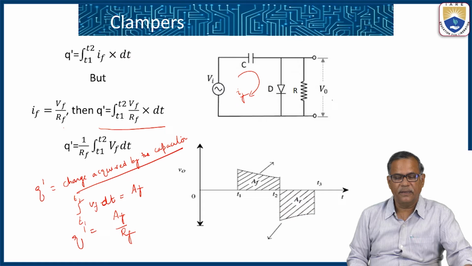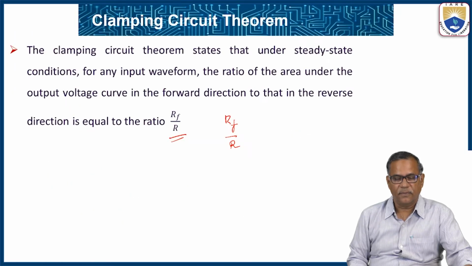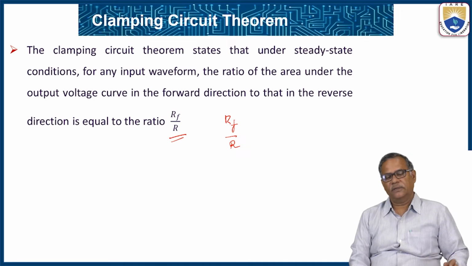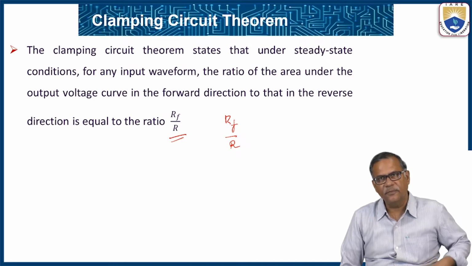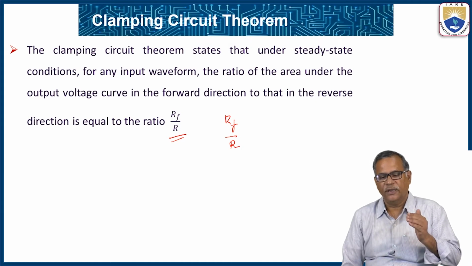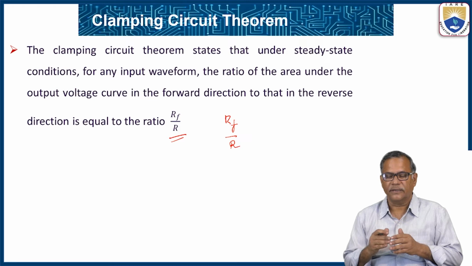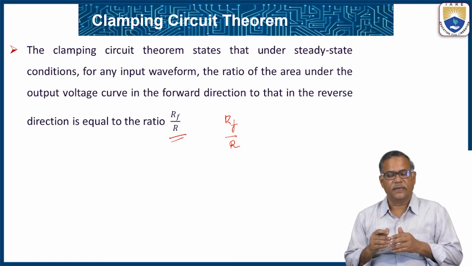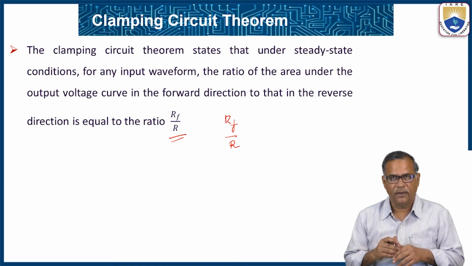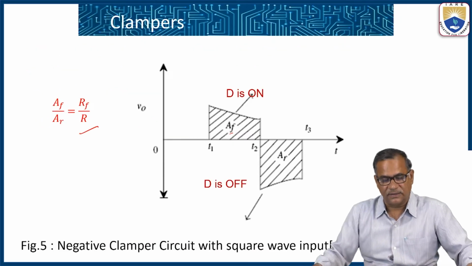So let us quickly discuss the clamping circuit theorem, which is the main topic today. The clamping circuit theorem states that under steady state conditions for any input waveform, the ratio of the area under the output voltage curve in the forward direction to that in the reverse direction is equal to Rf by R. Rf is the diode forward resistance.